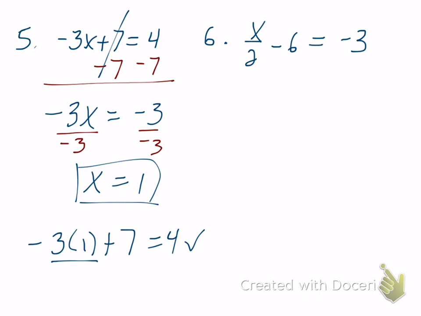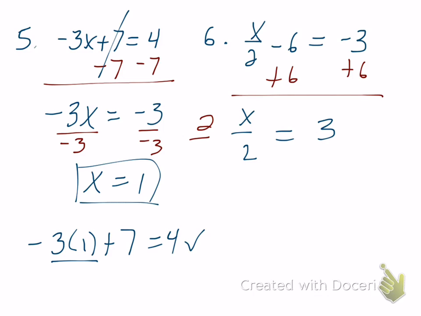Let's go over to the other side, and we're going to want to add 6 to both sides first. We get x over 2 is equal to 3, and since we're trying to get that x by itself, we need to get rid of that 2, so we need to reverse division by 2, which means we've got to multiply by 2. So let's multiply each side by 2.